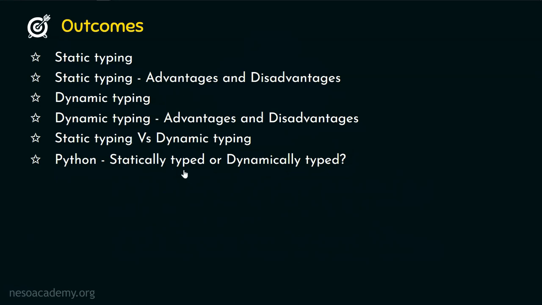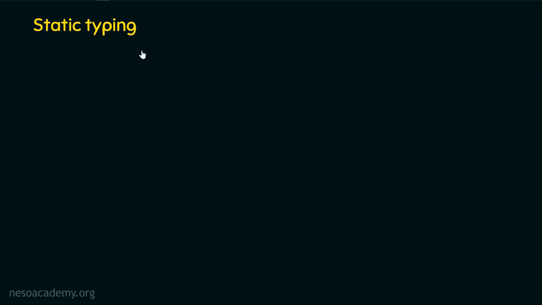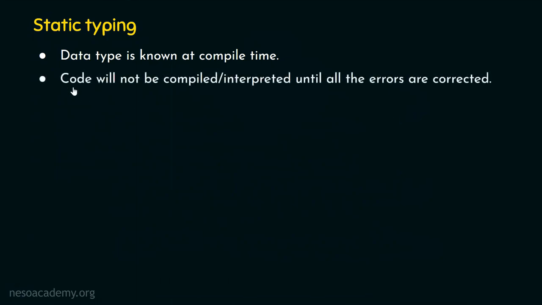So, as we discussed here, let's first go and see what is static typing. Static typing is when the data type is known at the compile time. Earlier, we learned about data types and we also learned about compilation and interpretation of code. So a language is said to be statically typed when the type of the data that we declare in the code is known at the compilation time. Since we know the data type that is declared at the compilation time, what that will eventually result in is that the code will not be compiled or interpreted until all the errors are corrected.